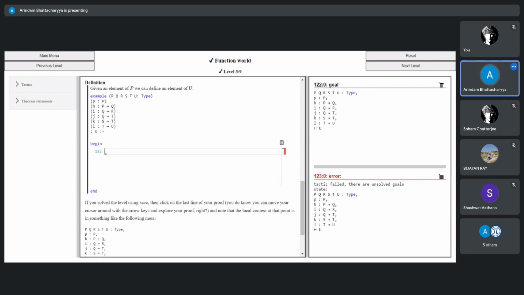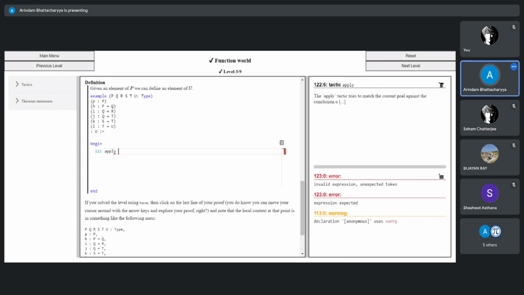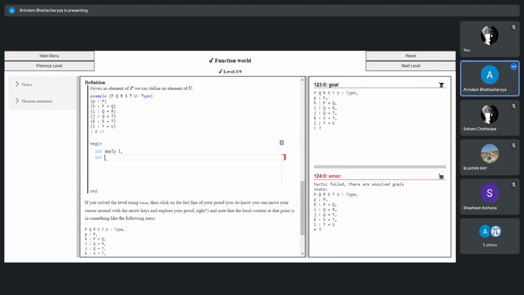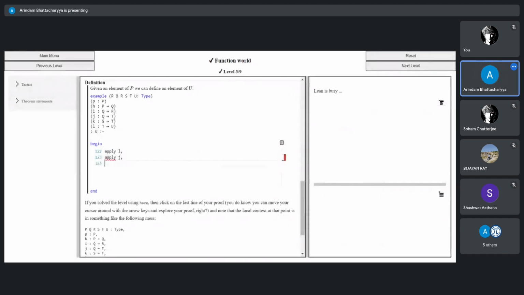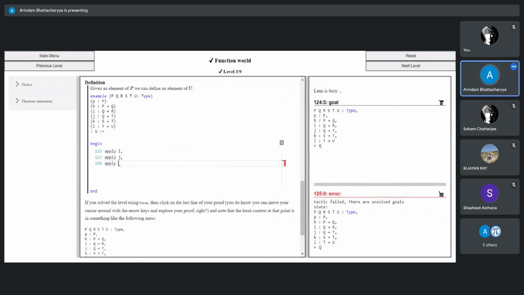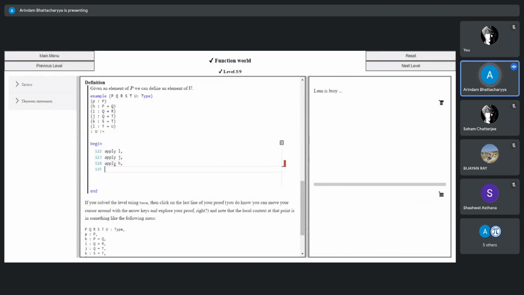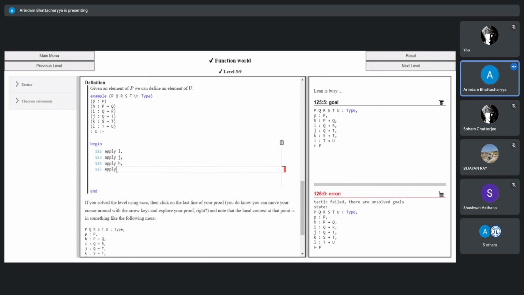So there's a backward way, or at least backward with respect to what we did: apply L. So it changed the goal from U to T, right? Because L is a function from, sorry, L is a function from T to U. And if you want to show that U has a proof, it suffices to show that T has a proof. And then I can apply G. And finally apply H. I think the code is apply P.